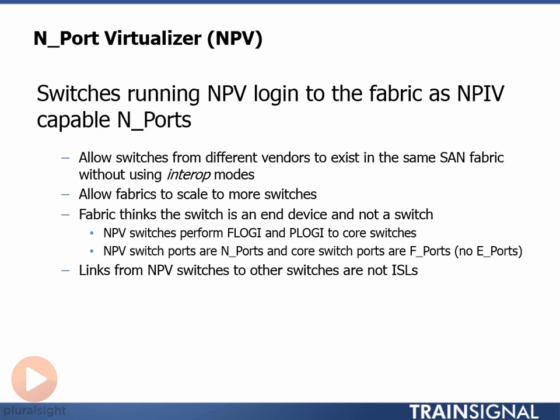After all, it's pretending to be a host, not a switch. This obviously then means that the links between the NPIV switch and the non-NPIV switch isn't an interswitch link, and the ports on either end of the link don't configure themselves as E-ports. It's literally just as if a host HBA had logged into a switch, so it's an N-port to an F-port connection. Simple as that, but very powerful in scaling fabrics and enabling heterogeneous fabrics, fabrics with switches from multiple vendors.